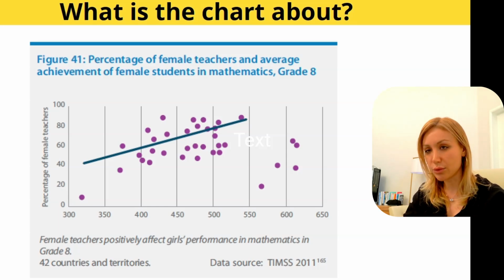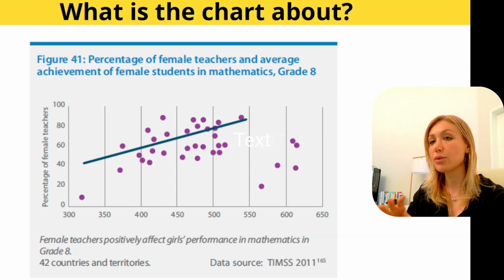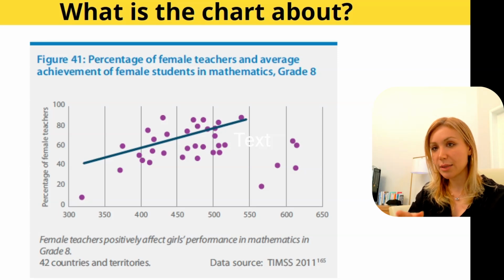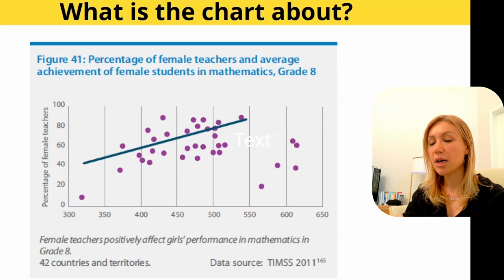Each dot, this is also from a UNESCO report, each dot in this chart represents a country. The x-axis is the average math achievement of female students at grade 8, and the y-axis is the percentage of female teachers, and the line shows the association.